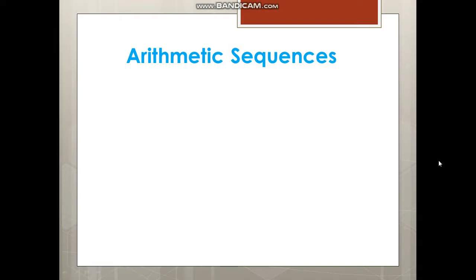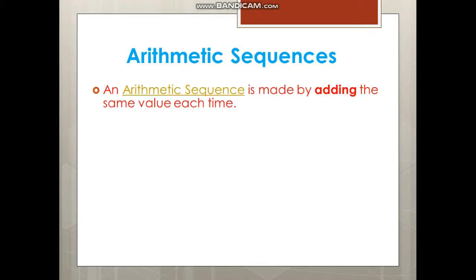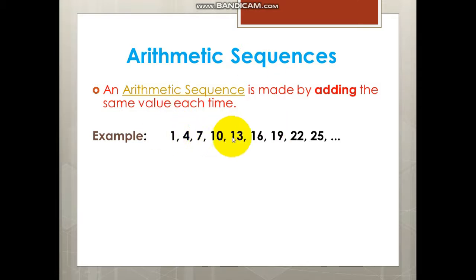Okay, here we have the arithmetic sequence or the arithmetic number pattern. There are so many types of number patterns or sequences, but right now we are going to study only a few of them, and one of them is the arithmetic sequence. An arithmetic sequence is made by adding the same value each time. For example, here the numbers are given: 1, 4, 7, 10, 13, 16, 19, 22 and 25. Can you guess which number is added again and again?